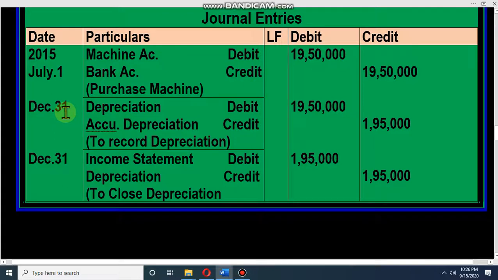Then on 31st December we charge depreciation. For charging depreciation, the journal is depreciation debit, accumulated depreciation credit. You know that depreciation is an expense, so expense account will be debit, and accumulated depreciation is a fund, so the fund account will be credited. In grade 9 and 10 also you have learned this: depreciation debit, accumulated depreciation credit. So the amount will be 1,95,000, not 19 lakh 50,000, 1,95,000. Depreciation account debit, accumulated depreciation credit.